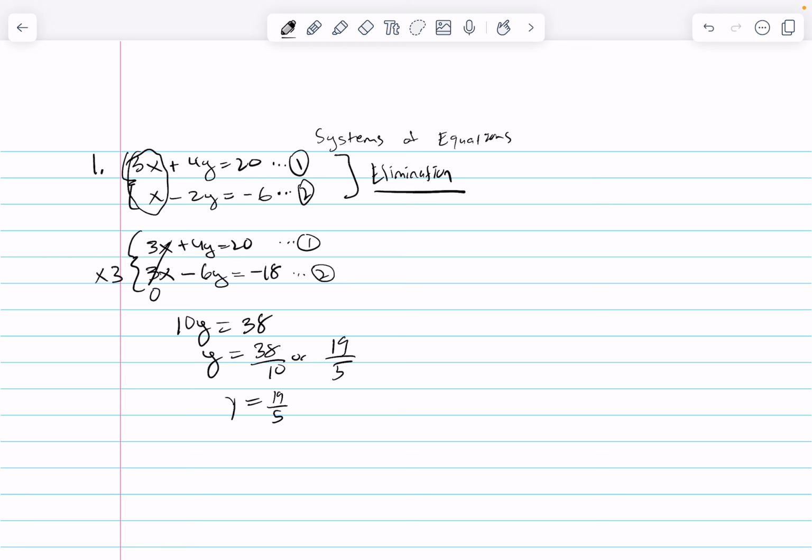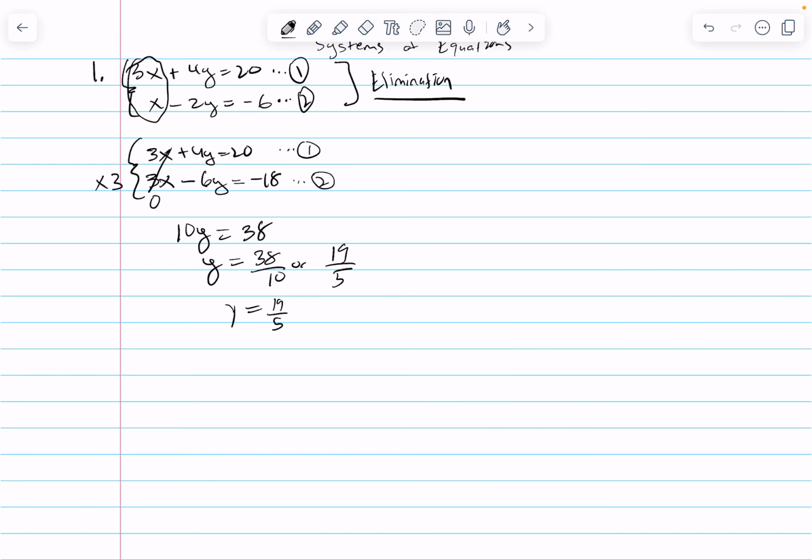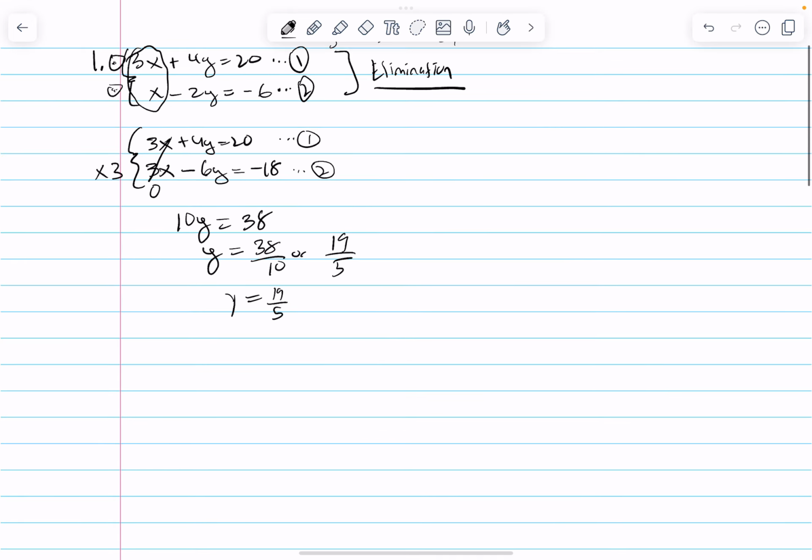But we're not done. We solved for one variable, and we've got to solve for the other. So we're going to plug it into one of the equations. We can either plug it into this one up here or this one up here. We're going to do the second one because it's a little bit easier, it's a little bit less numbers. So let's plug it in.